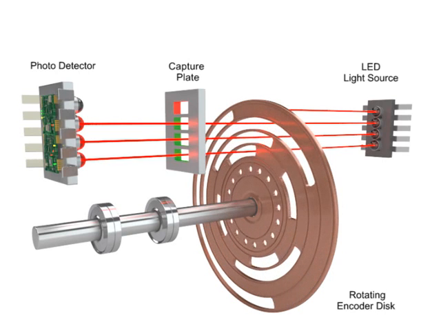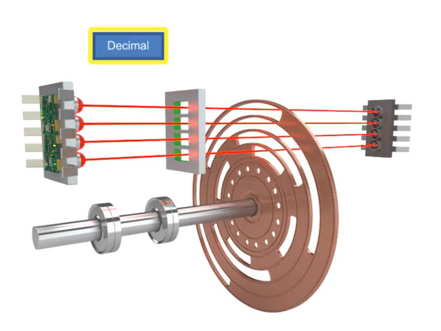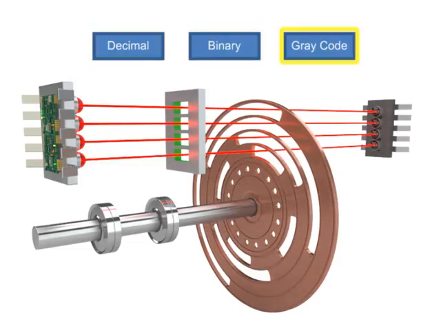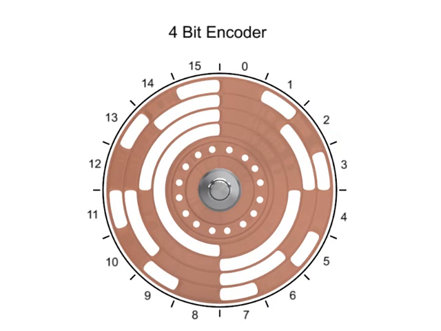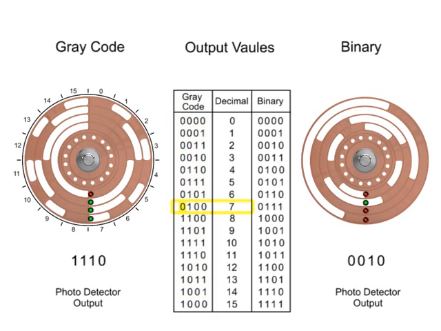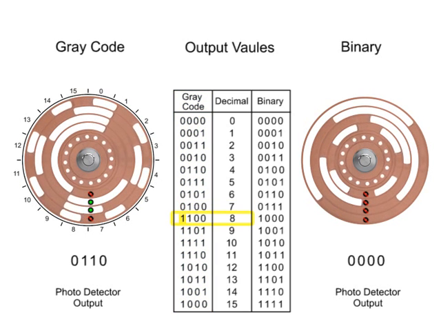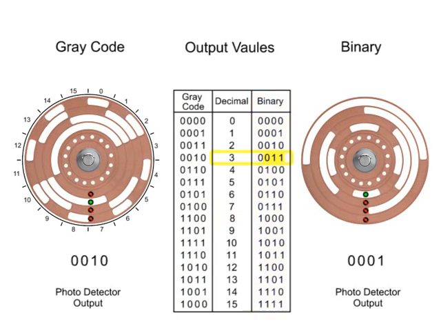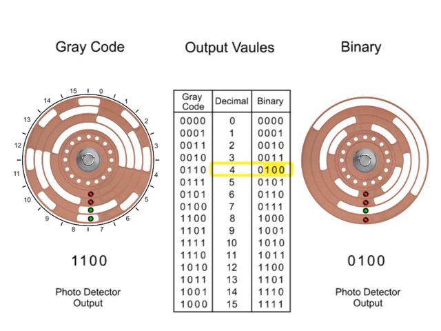The most common types of numerical encoding are decimal, binary, and gray code. In a 4-bit encoder, there are 16 unique combinations or numeric code every 22.5 degrees. Gray code is designed where only one bit changes at a time, contrary to a binary system where one or more numbers change in the word.